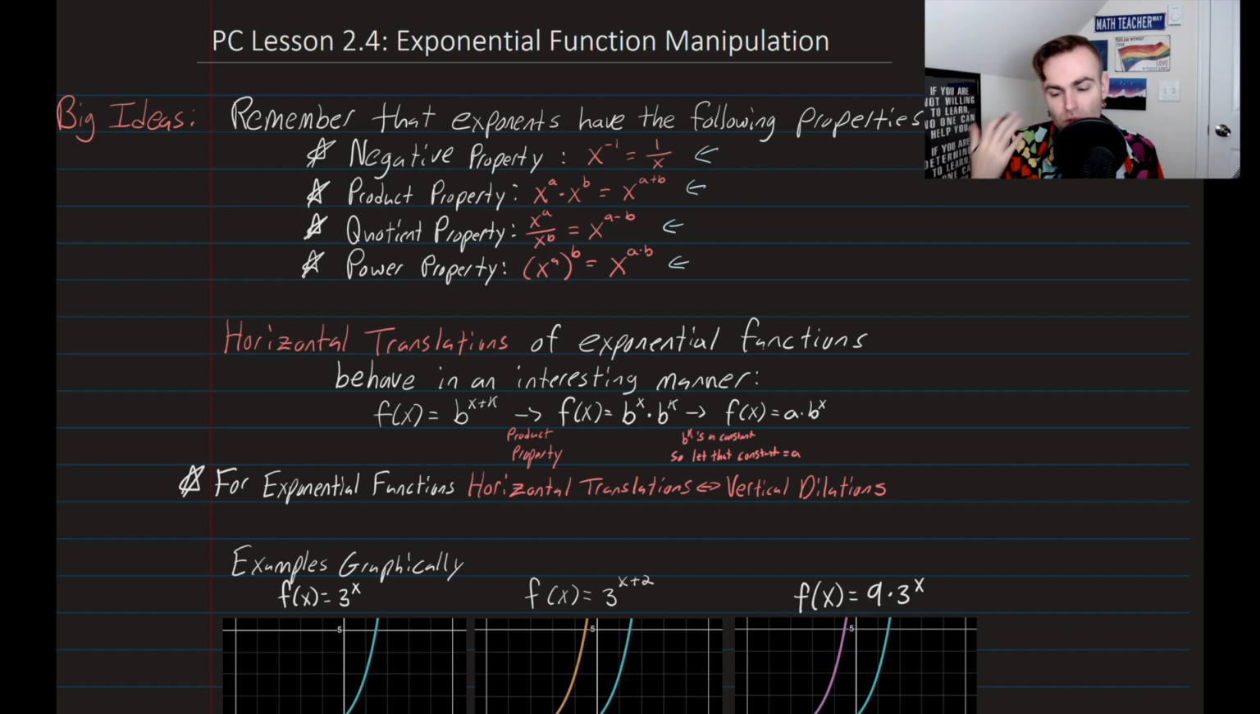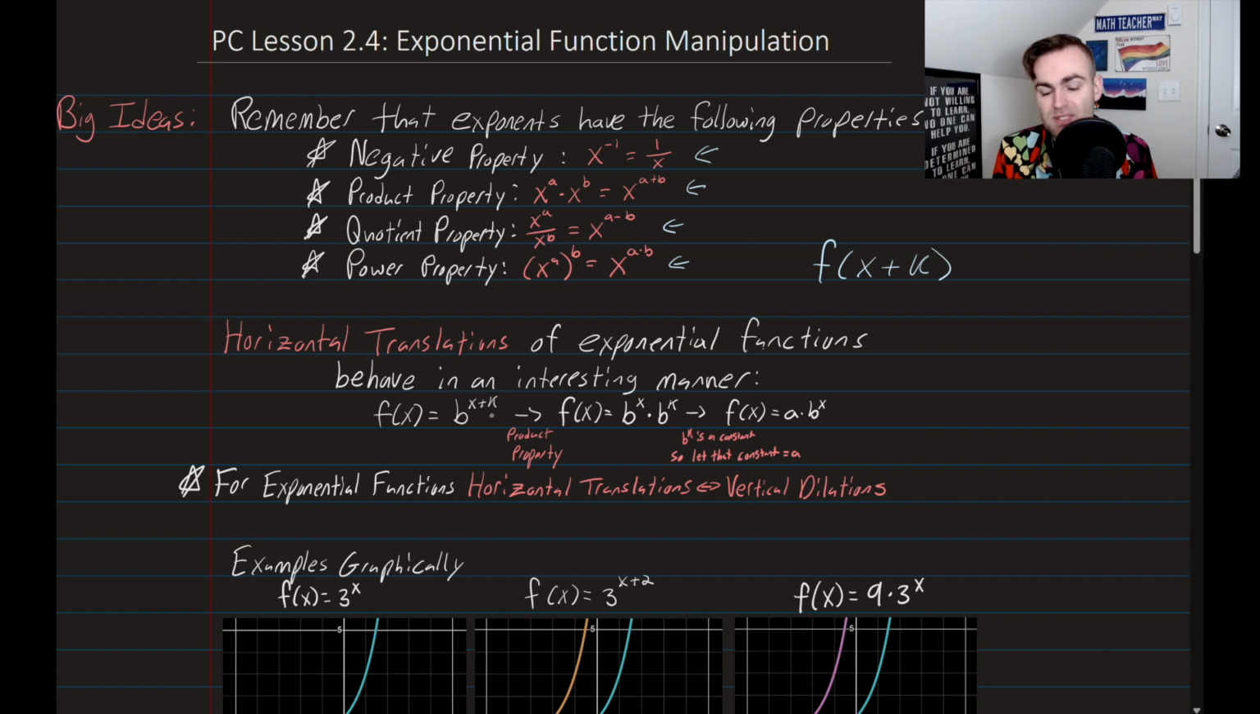How does that relate to what we're doing? Well, we are transforming exponentials. The first transformation we're going to talk about is horizontal translations. That is where we add or subtract to the input of a function, right? So we're doing f of x plus k, essentially, to translate. If we add a positive k, that moves it left. If we add a negative k, then it moves it right, and so on.